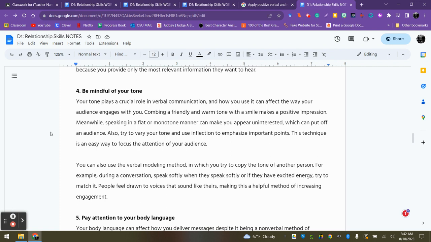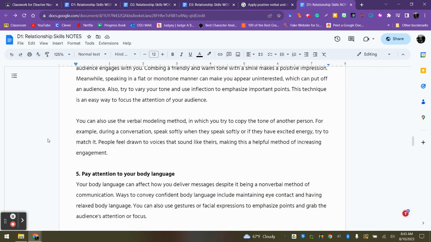Your tone plays a crucial role in verbal communication, and how you use it can affect the way your audience engages with you. Combining a friendly and warm tone with a smile makes a positive impression. Meanwhile, speaking in a flat or monotone manner can make you appear uninterested, which can put off an audience. Also, try to vary your tone and use inflection to emphasize important points. This technique is an easy way to focus the attention of your audience.